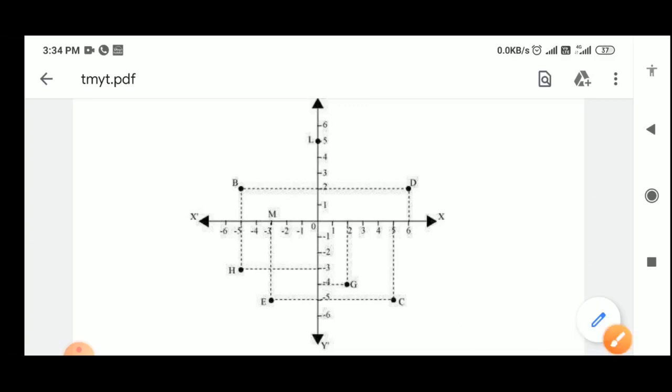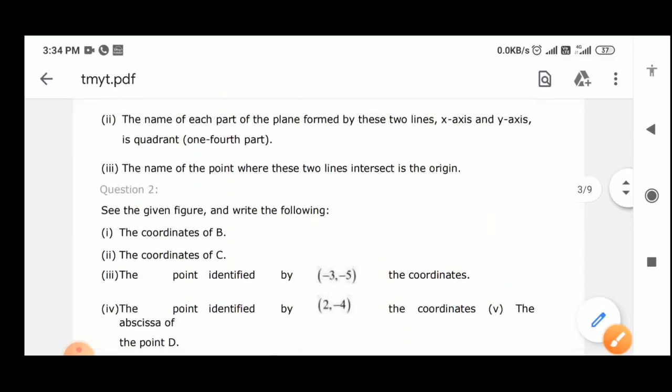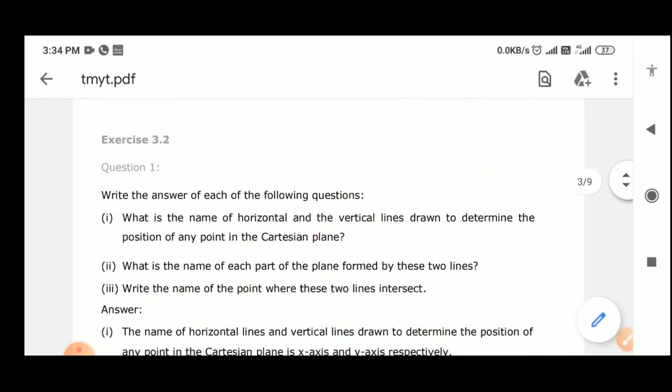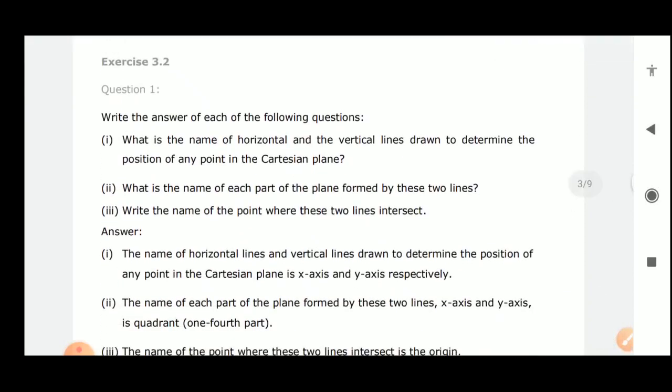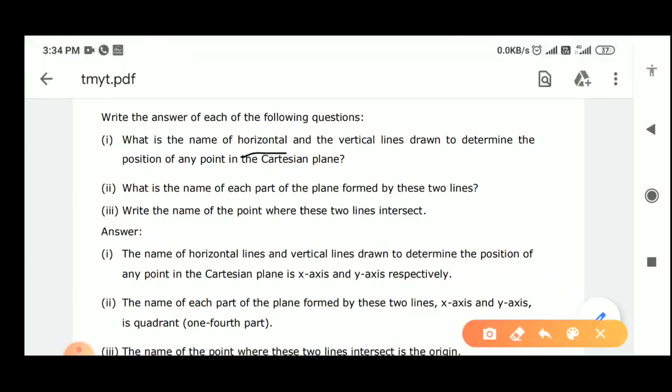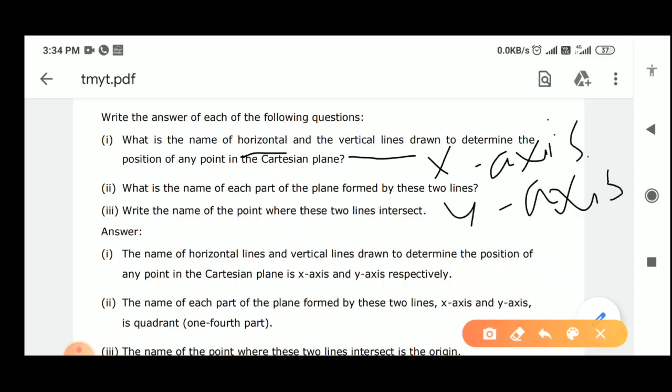Now this was your question number 2. Now come to question number 1. First point: what is the name of the horizontal and vertical line drawn to determine the position of any point in the Cartesian plane? The horizontal line is called x-axis and the vertical line is called y-axis. I have written the answer below, but you can write it in short also: horizontal line, x-axis; vertical line, y-axis.